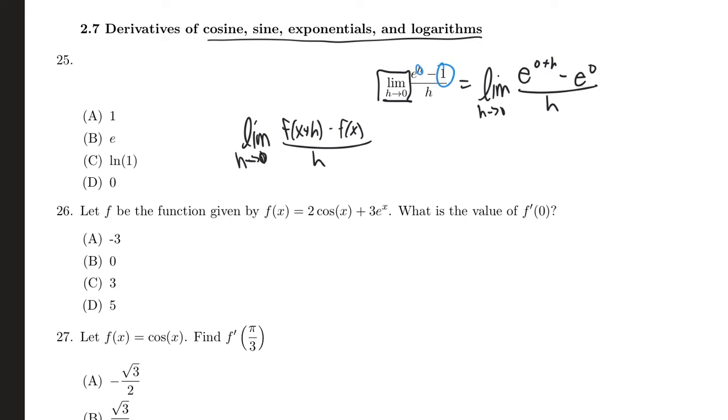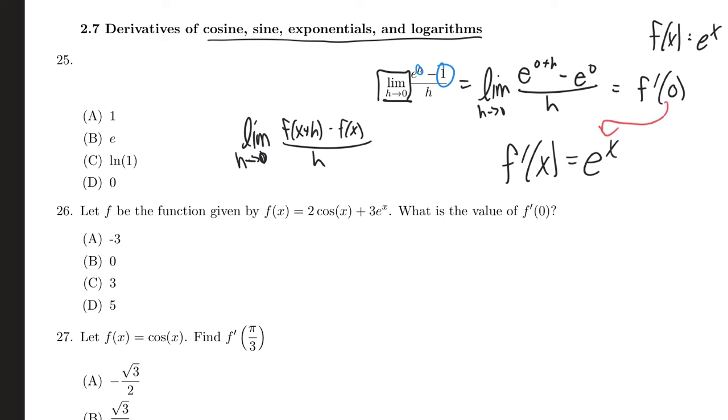All right, so this is the same as the derivative at 0 for our original function, which was e to the x. It's just a really roundabout way of saying, okay, this is a limit definition for the derivative of e to the x. We know from what we learned the derivative of e to the x is e to the x. And then I plug in 0, and I get 1. All right, so this one is 1.